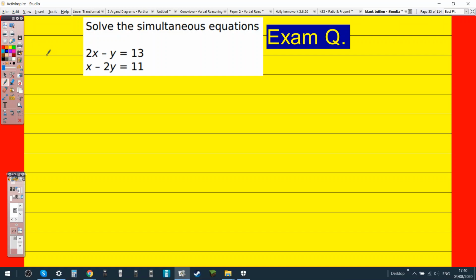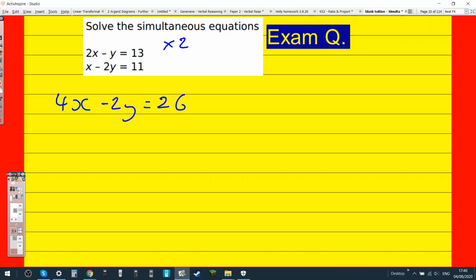Okay, exam question. So we'll make the y's the same. So it will be 2y, and 2x will have to become 4x, and 13 will become 26. Okay. What is next? Next you take away.